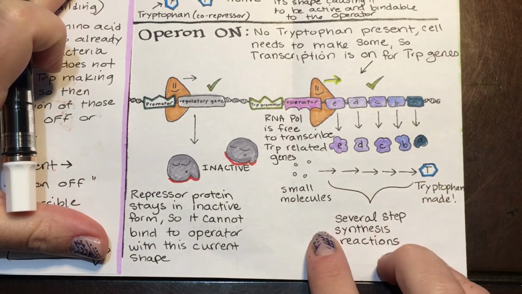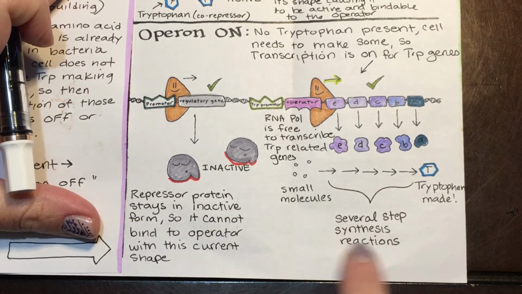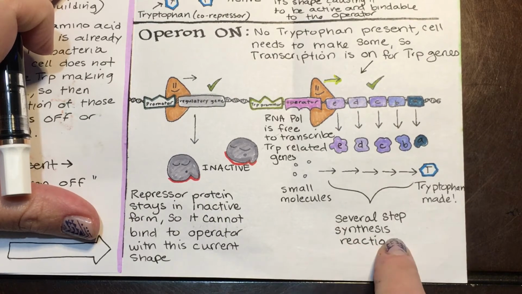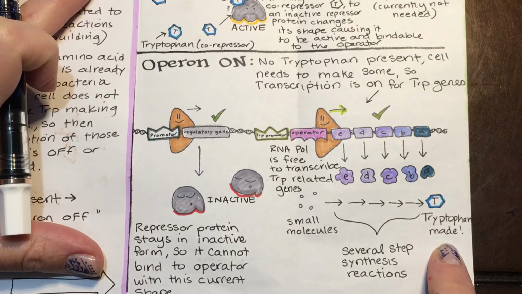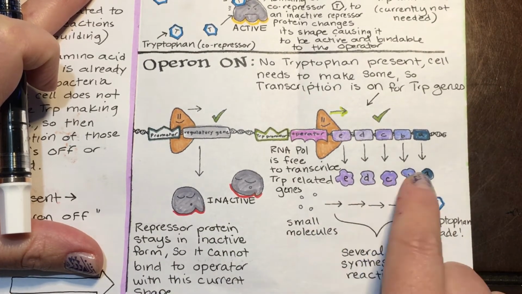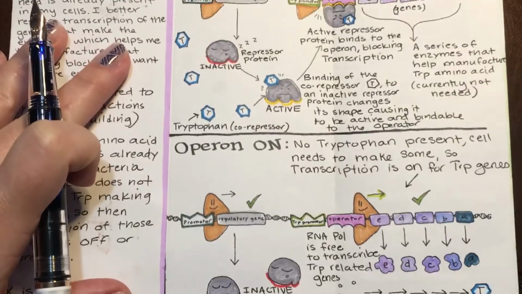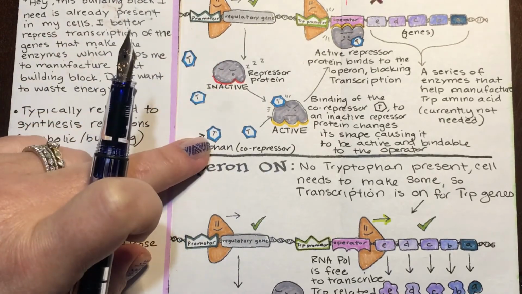The names of these are not important, but small molecules are present in the cell, and after several steps of synthesis reactions, adjusting, building, forming, making bonds, tryptophan will be made. So this, again, could be measured in an experiment, like how much of some of these proteins are present, how much tryptophan is present. Do we have tryptophan changing in quantities?